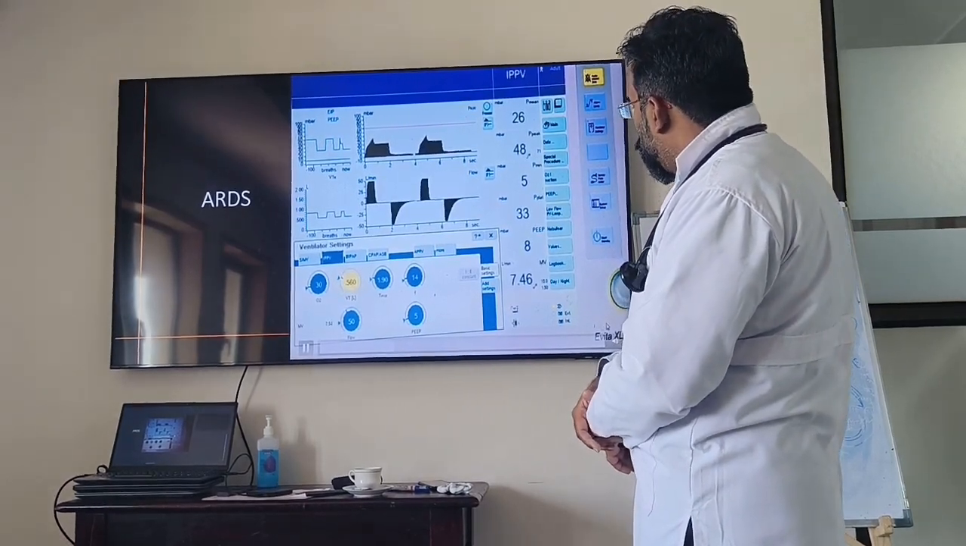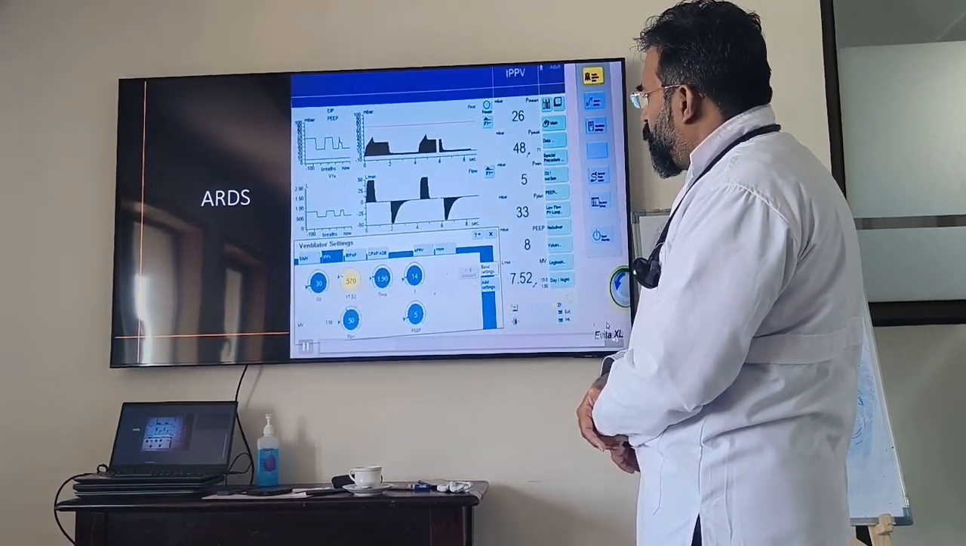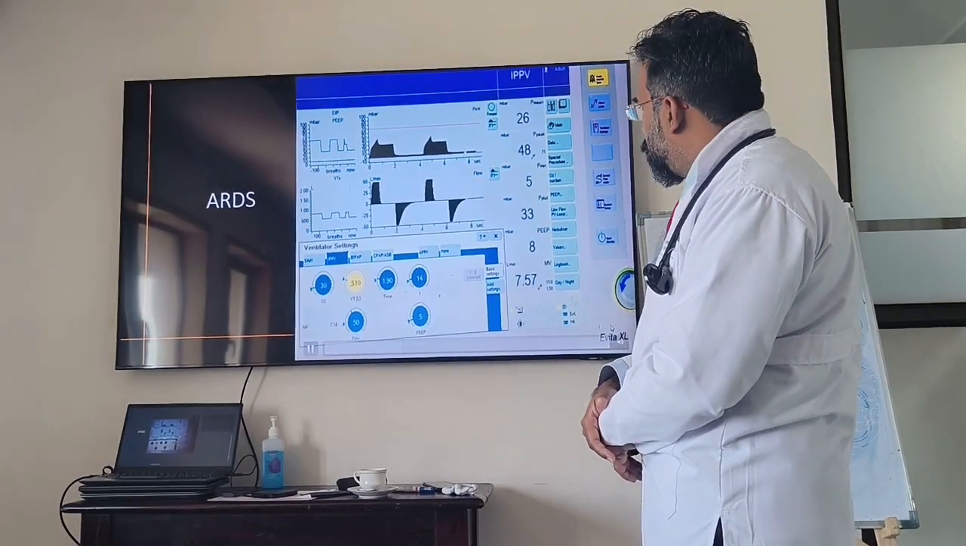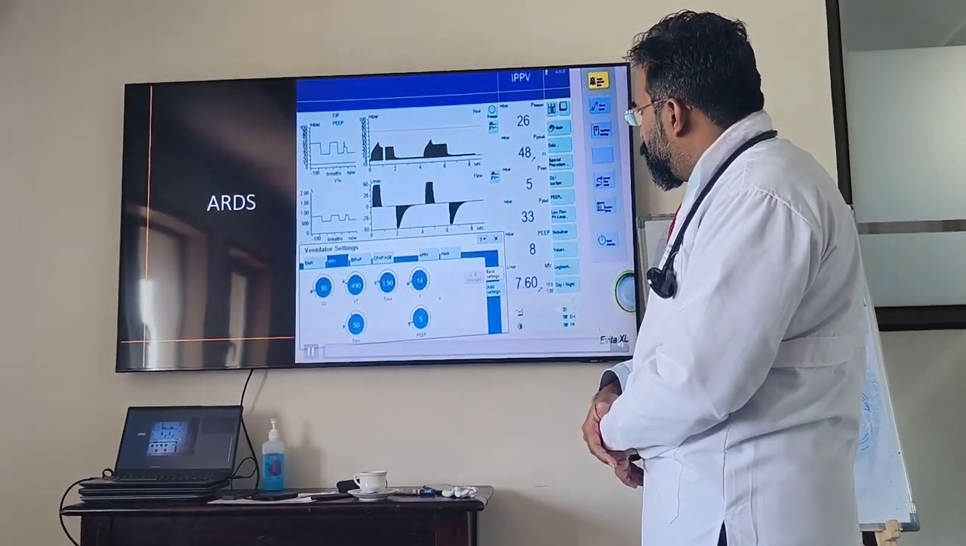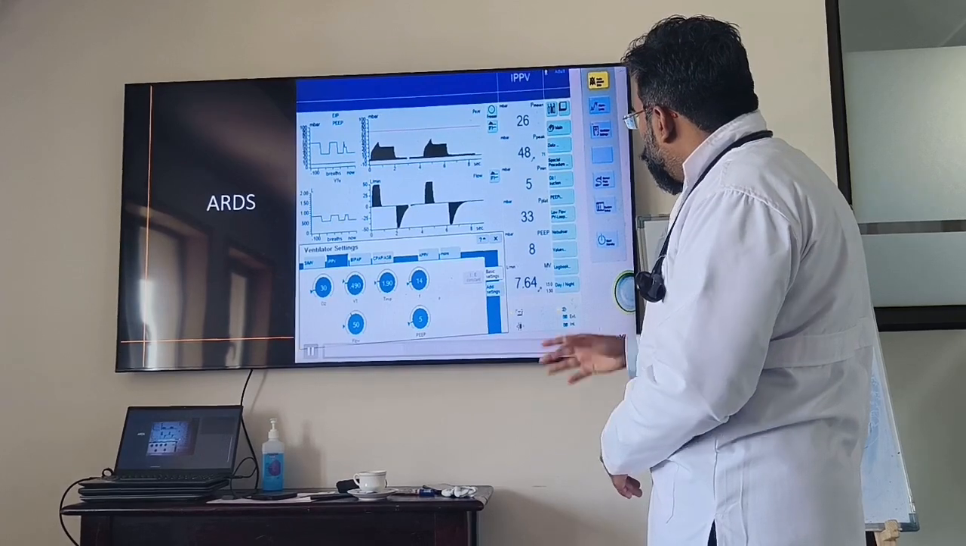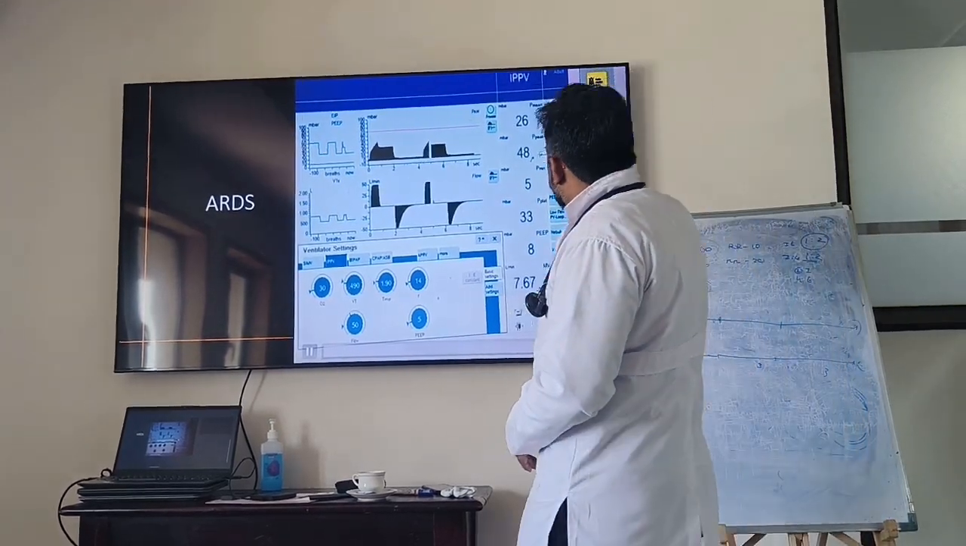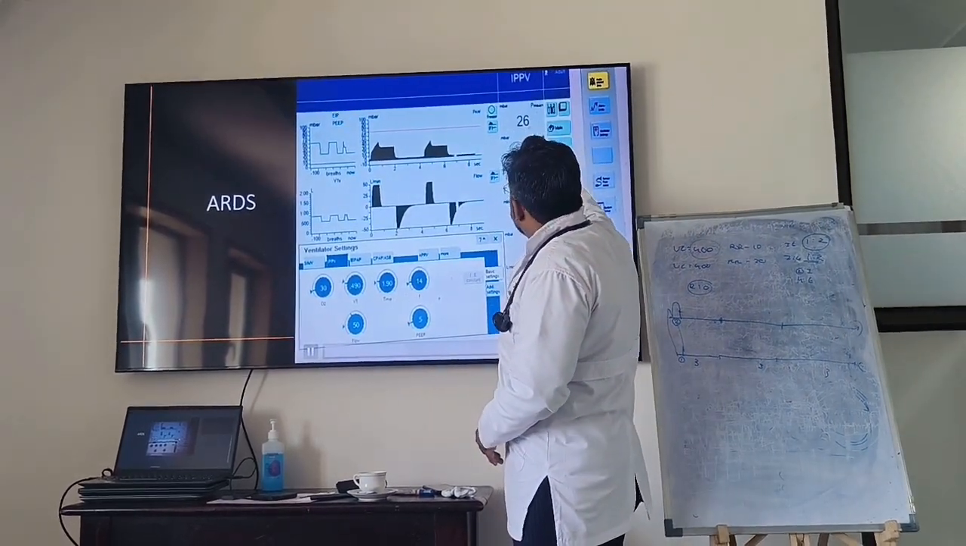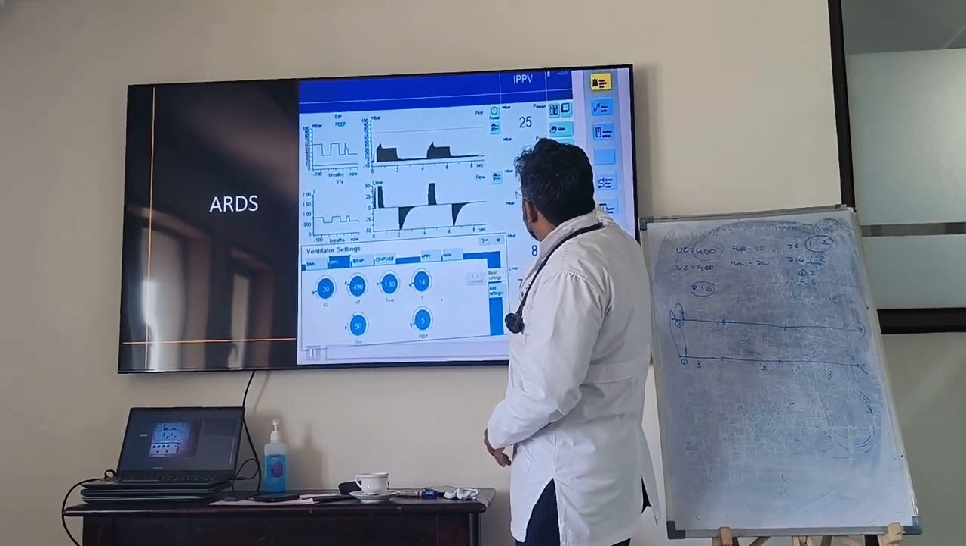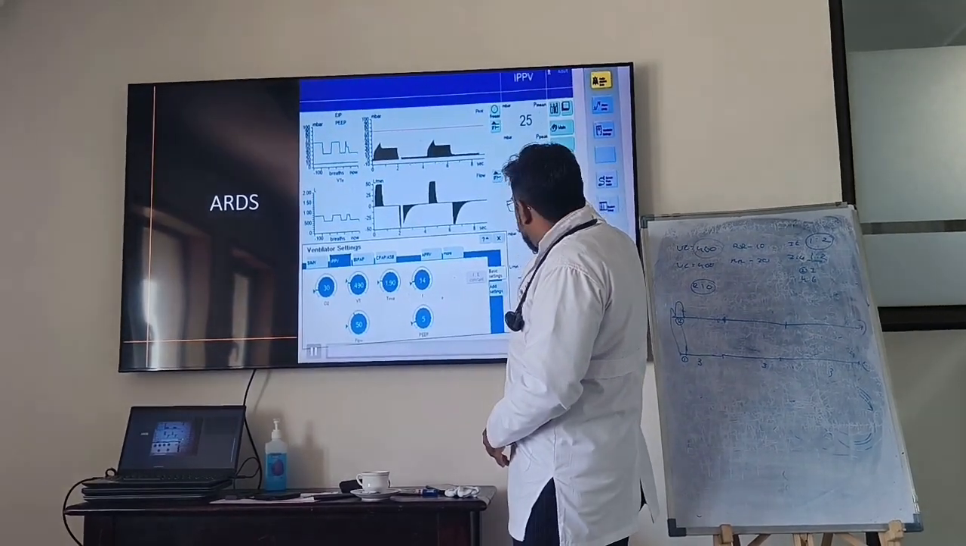So I still don't want this kind of tidal volume. I want to reduce it further. It's still high, right? So I'm coming down. I came down to 490. So when I come down to 490, again what is going to happen? The peak pressures are going to come down. 28, say 26. Okay, peak pressures are coming down here. Peak pressures are coming down.